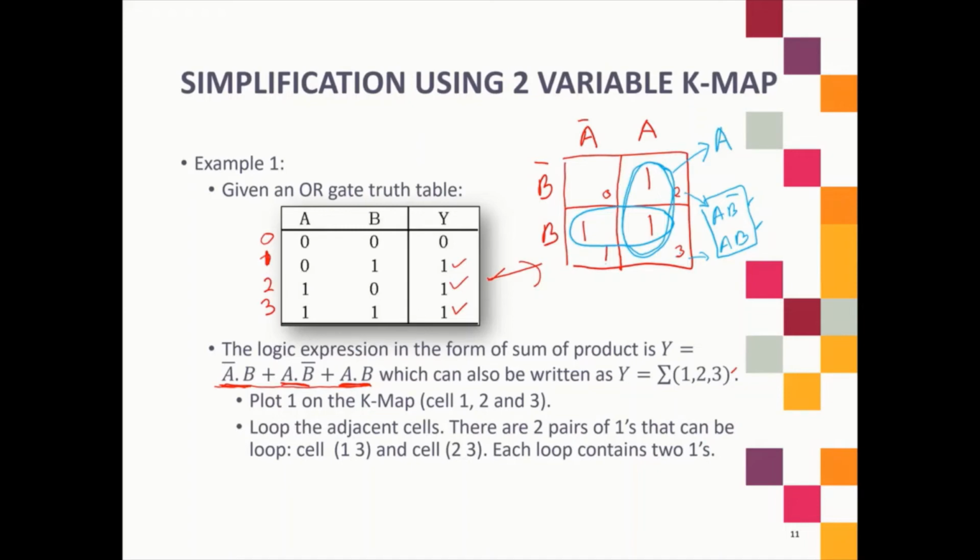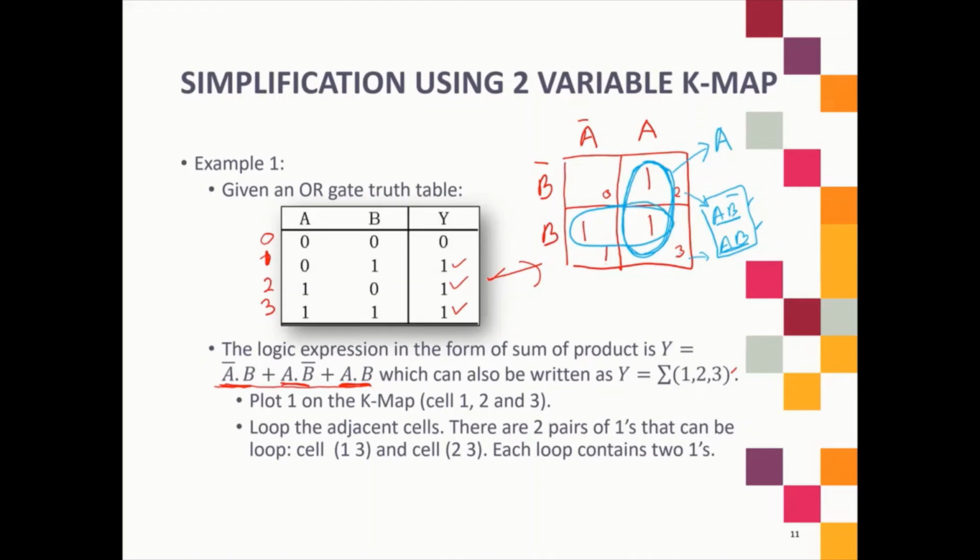Faham? Maksudnya you kena keluarkan variable yang sama dalam cell yang telah you loop tu. You kena compare between product term lah. Between these two product terms, dua cell ni, you need to make a comparison and then you need to extract. You kena asingkan, you kena keluarkan the similar variable. For this case, A, contained in these two cells. So that's why A is the simplified term.